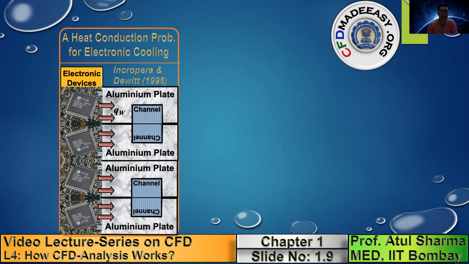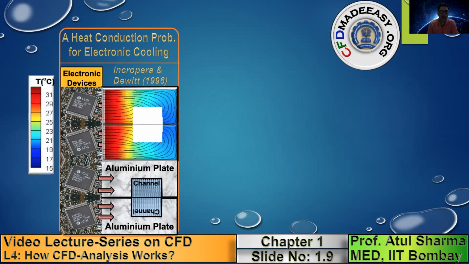From the geometrical arrangement of the problem, we understand that the results are symmetric between the upper part of the aluminum plate and the lower half of the aluminum plate. To demonstrate this for the problem, if you plot the steady state temperature distribution, it appears like this. You can clearly see the color here corresponds to the temperature contour, where the red color corresponds to a temperature of around 31 degrees centigrade, and the blue color corresponds to a temperature of 15 degrees centigrade.